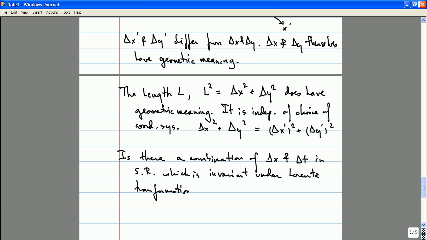And this would be the quantity that would play the same role in the theory of Lorentz transformations that the length between two points would play in the theory of Euclidean geometry.